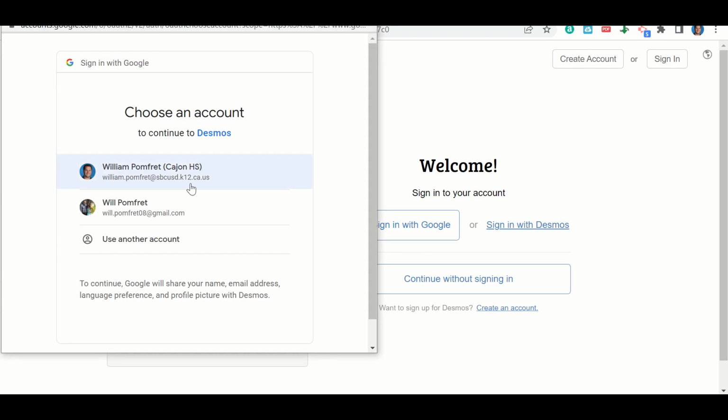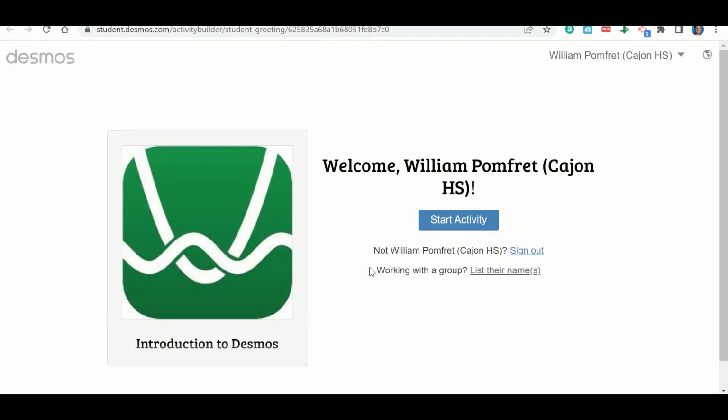it's going to pop up with our email accounts. You're going to click on your school email account, and it should already have you logged in because you should have already been logged in using Google Classroom.